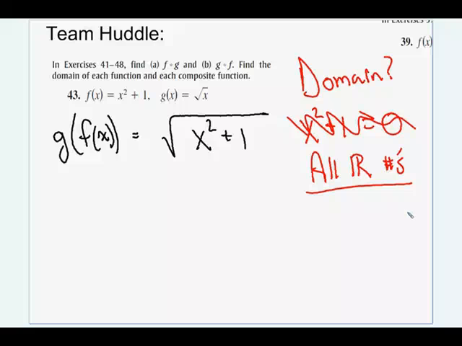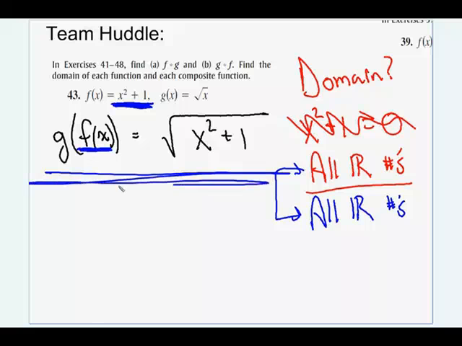And then we got to go back and look at the inner function. Here our inside function was f of x. F of x was this simple polynomial, x squared plus 1. The domain of that is also all real numbers. So where do these domains overlap? Well, everywhere. Our final composed function, g of f of x, is all real numbers.